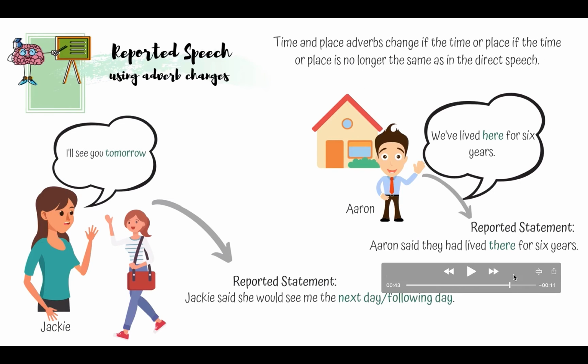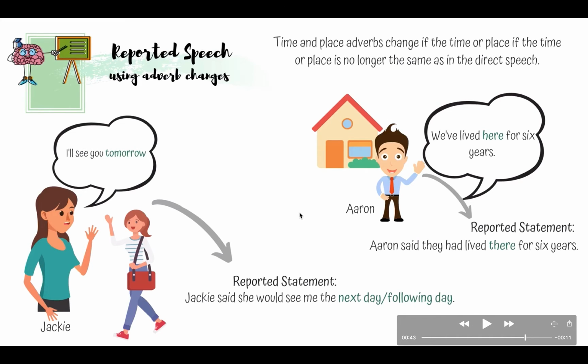Okay, so now we're going to look a little bit at the adverb changes. So, time and place adverbs have to change in the reported speech. Okay, so the same thing as the verb tenses, we also have to change the adverbs, the time and the place. Now, time and place adverbs are, for example, tomorrow, yesterday, 3 days ago. Okay, these are words, rather adverbs, that are describing time and place.